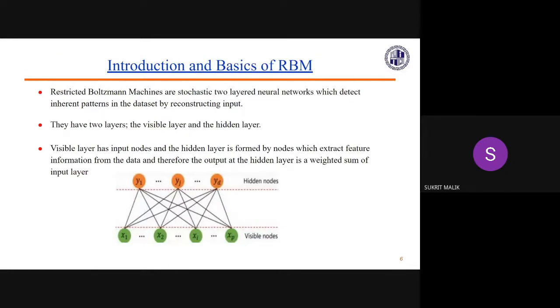Now moving on to the restricted Boltzmann machine, or RBM in short. Restricted Boltzmann machines are two-layer neural networks which identify various patterns in the dataset by a method of reconstructing its input. They have two layers, the visible layer and the hidden layer. The visible layer contains input nodes, while the hidden layer is formed by nodes which extract various information from the data, and hence the output at the hidden layer is the weighted sum of the input layer. In this image, we can see the interconnection between the visible layer and the hidden layer.